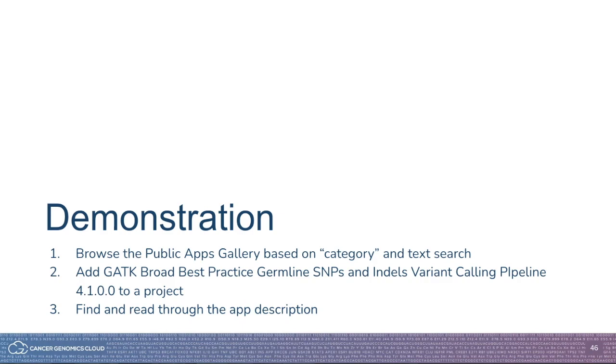In this video demonstration, we'll tour and search through the Public Apps Gallery. We will search for the GATK Broad Best Practice Germline SNPs and Indels variant calling pipeline, which is a very popular variant calling workflow. We'll add that to our project. Finally, we'll find and read through this pipeline's app description. For now, I'm going to switch browser tabs to the CGC, which is powered by Seven Bridges.